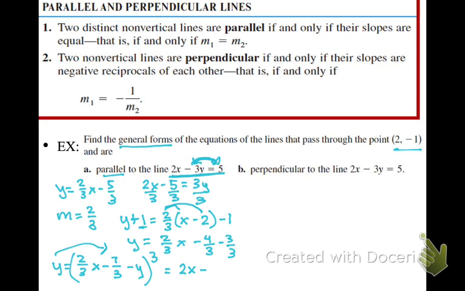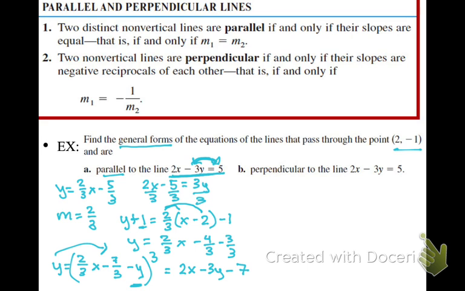Wait. It has to be the y next. So it has to be the y next. 3y. So 3y minus 7. That looked like a 1 to me, and I was like, wait, why does it look like a 1? Oh. 7. That looks like a 1. There, is that better? Okay, so we had to put it in general form because that's what the directions said.